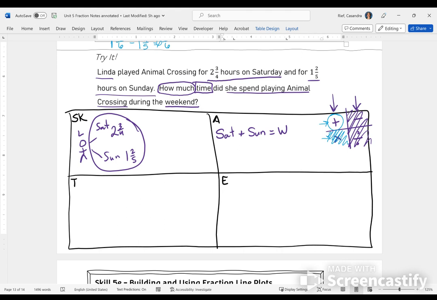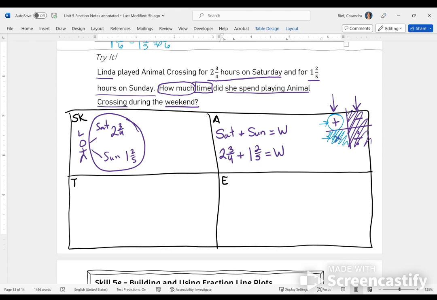Well, looking in the problem, our Saturday time we know was 2 3/4 hours, and our Sunday time was 1 2/5 hours. So if I combine Saturday time plus Sunday time, I should get the amount of time spent on the weekend. We figured out what they're asking, and now we have a plan for solving it. So we're on to try it.